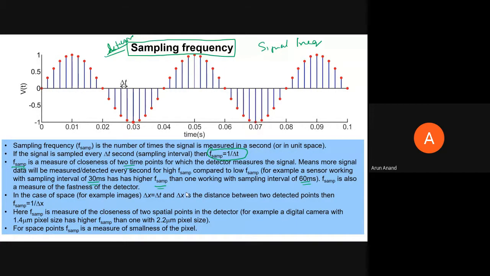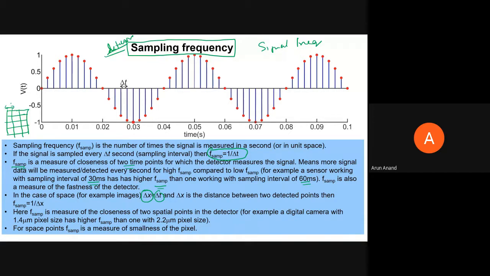Of course, instead of time, your sampling interval is measured in terms of space. You can just replace your delta t by delta x. Delta x is the pixel size in x direction. So for example, your array is like this. This sampling theorem is valid everywhere, wherever you do a detector.